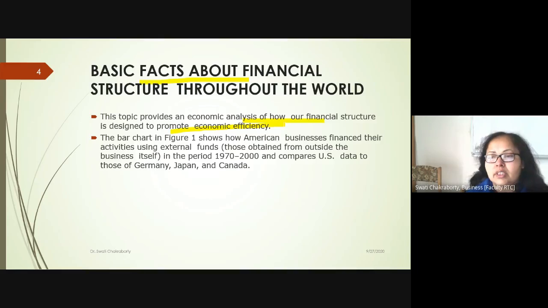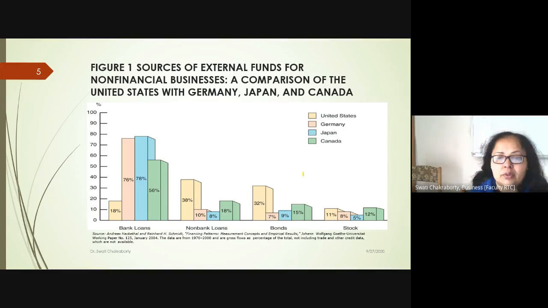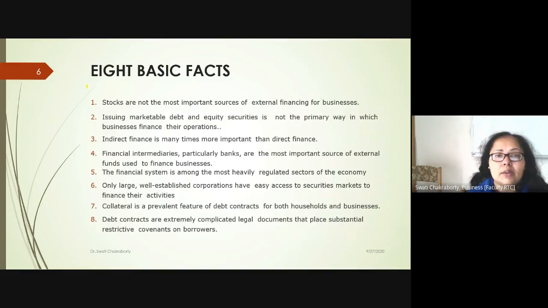So, we will show in the next slide how American businesses financed their activities using external funds during the period of 1970 to 2000, and then a comparison with that of Germany, Japan, and Canada. So this is the picture that you have. This is the diagram. There are some 8 facts, and we will be relating to these facts.